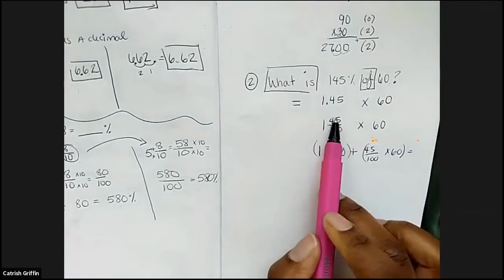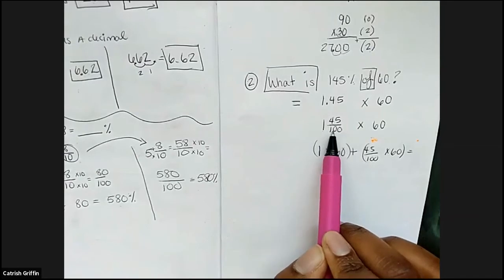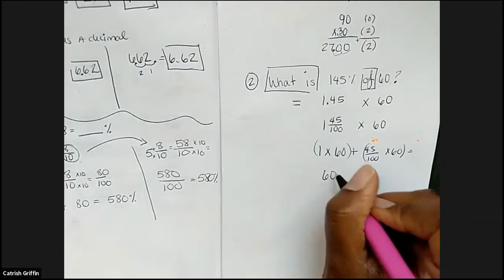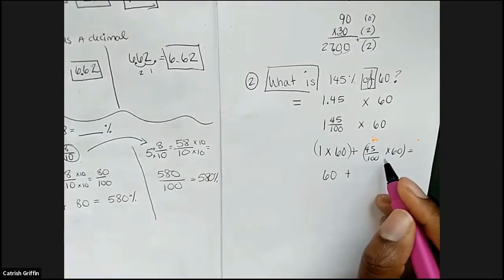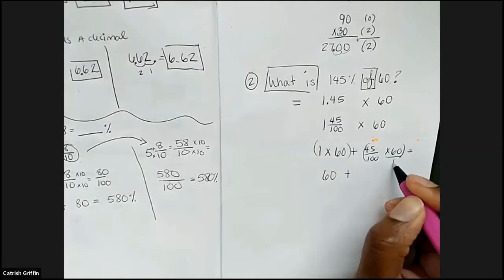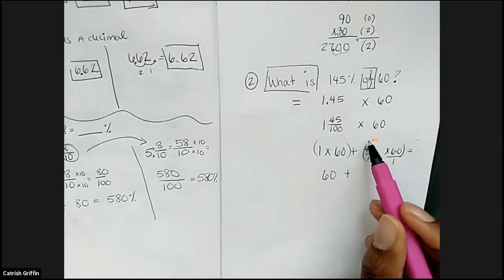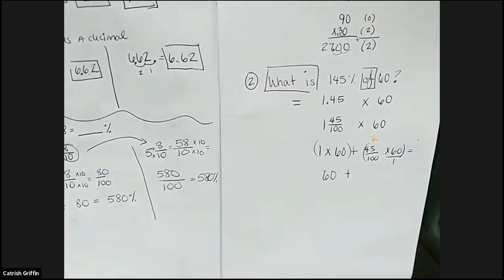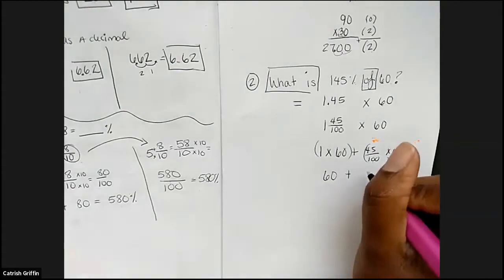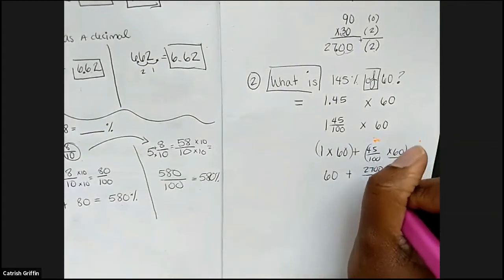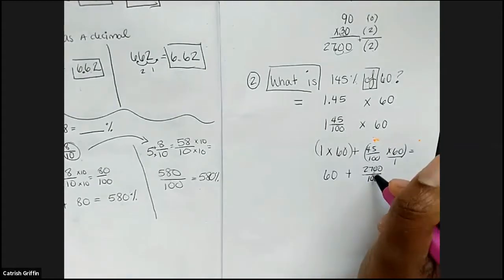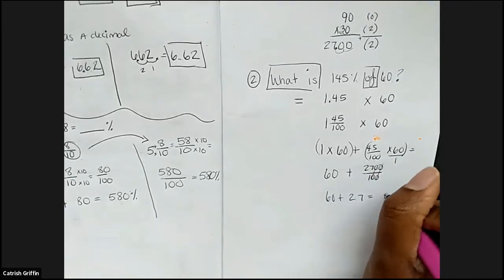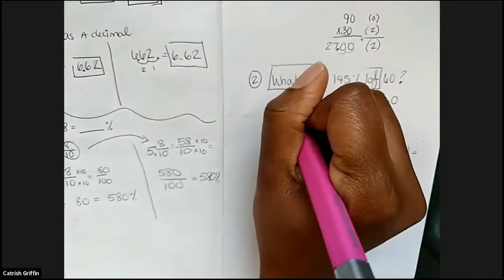So all I did was I took my fraction and decomposed it, and I'm just multiplying the separate pieces times 60. So I got 60 here because 1 times 60 is 60. And now I need to multiply 45 hundredths times 60. Well, we know that when I multiply fractions, I do numerator times numerator and denominator times denominator. I'm going to use my calculator to figure out what 45 times 60 is. And I get this. Now I'm going to simplify this by dividing by 100, and I get 60 plus 27. When I add that up, I get 87. So my answer is 87.